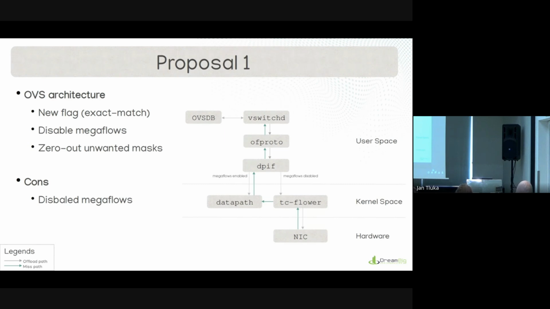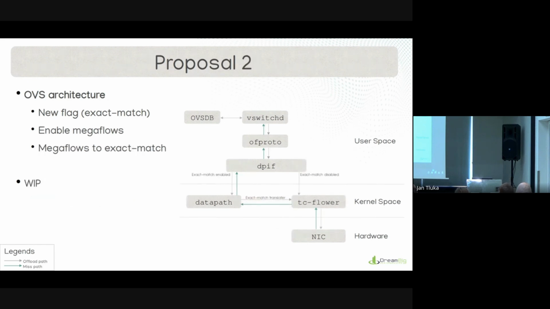The disadvantage of this approach is that it requires disabling megaflows. As megaflows are important in OVS for production environments, disabling them is not a good solution. Based on the feedback on the previous proposal, we are now working to change the implementation and keep the megaflows enabled along with the exact match offloads. The changes we made are: a new flag is introduced to enable the exact match offload. By default, this flag is disabled. It doesn't require disabling megaflows now.